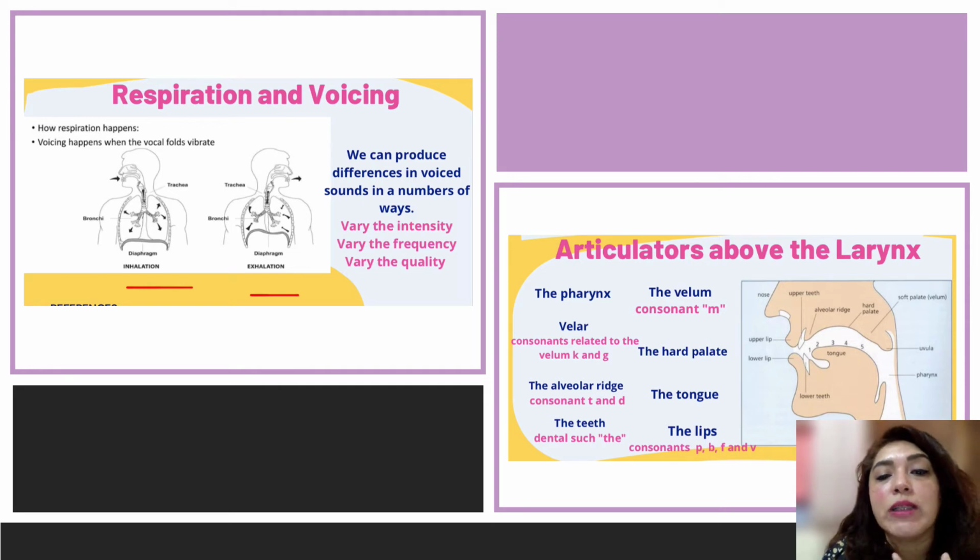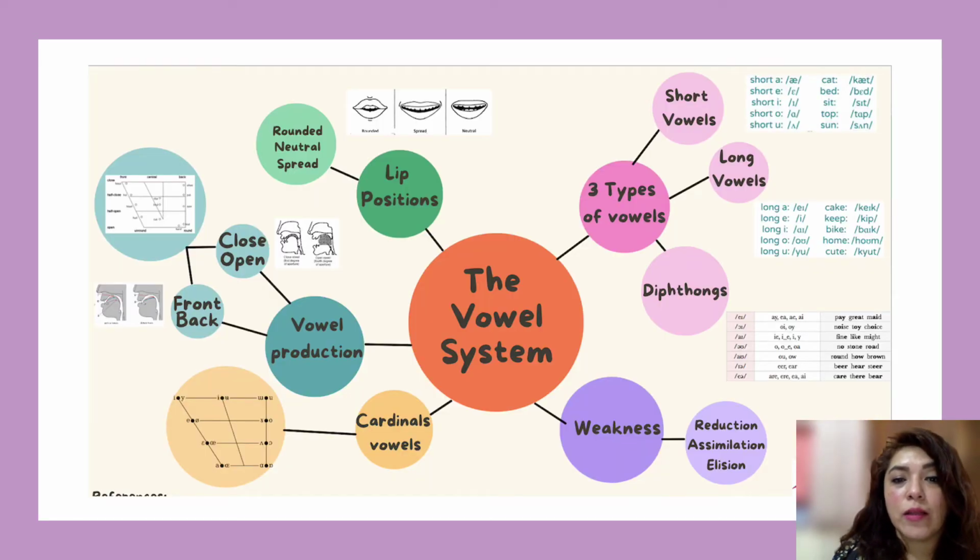And the articulators above the larynx. According to that, we produce different sounds. For example, with the lips we produce the consonants P, B, or F, and the consonant M. The alveolar ridge produces the consonants T and D, and with the teeth we use the dentals, such as the th sound. And the velar consonants, related to the velum, are K and G.